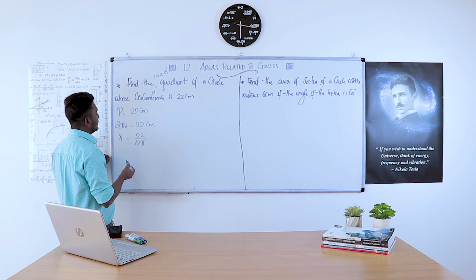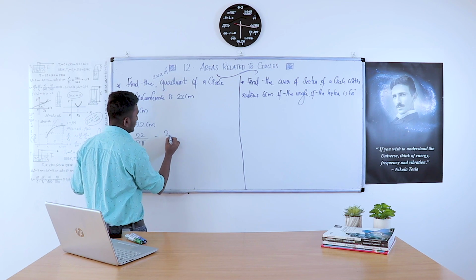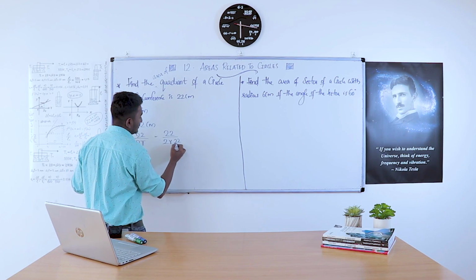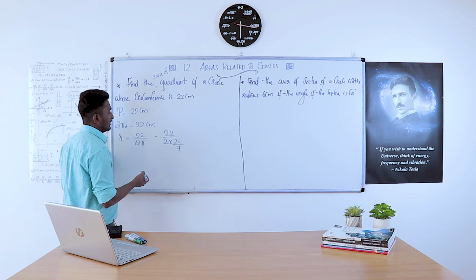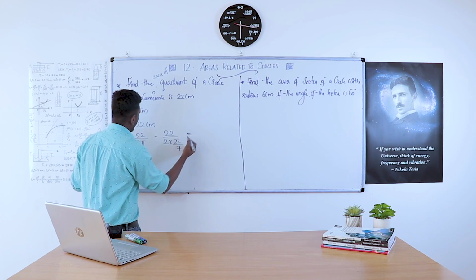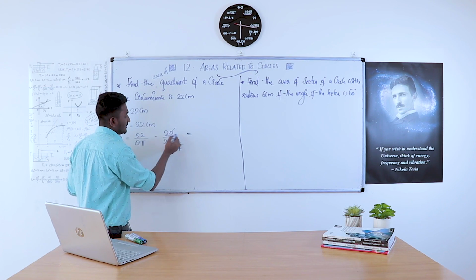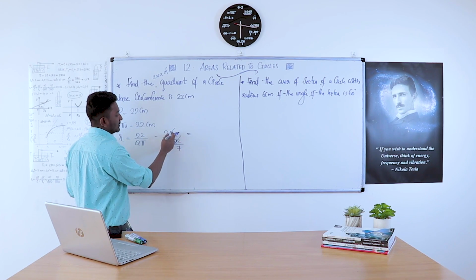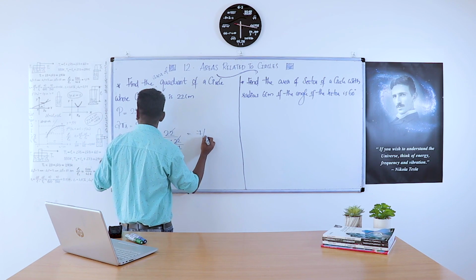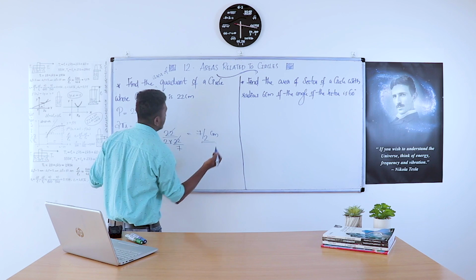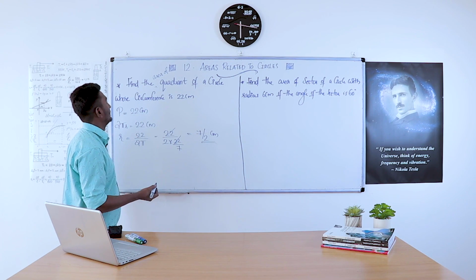22 by 2 pi. That is equal to 22 by 2 into 22 by 7. Pi is taken as 22 by 7. This 22 can be cancelled. 7 goes to the numerator. It is 7 by 2. The radius is 7 by 2 centimeter.